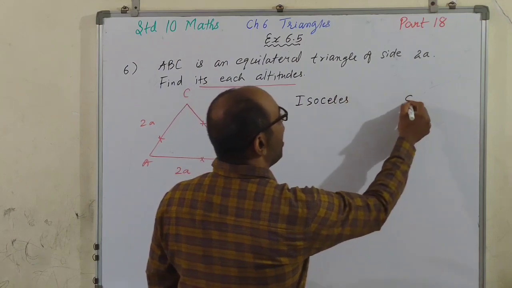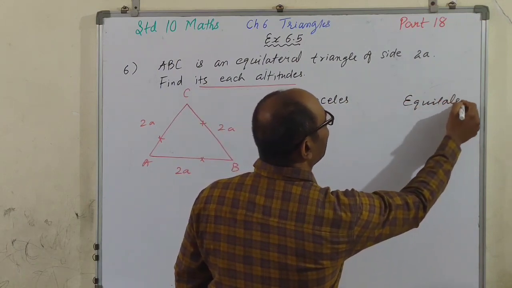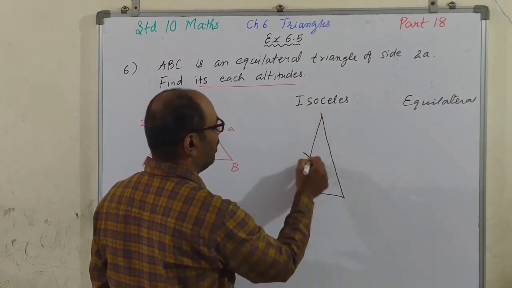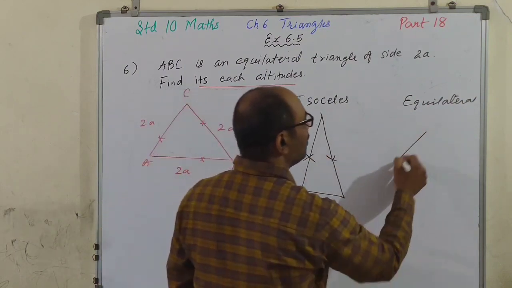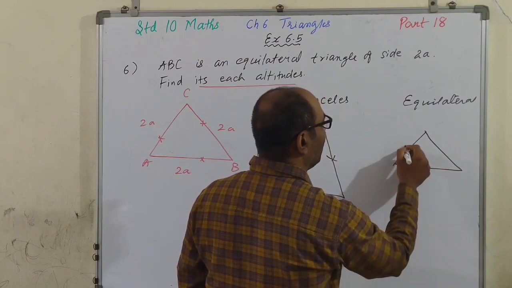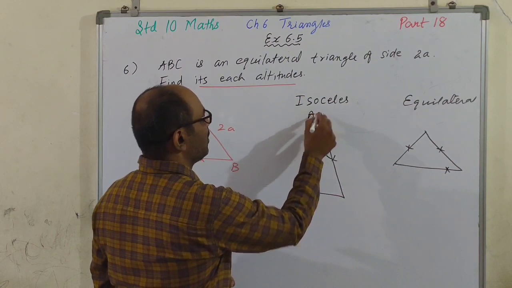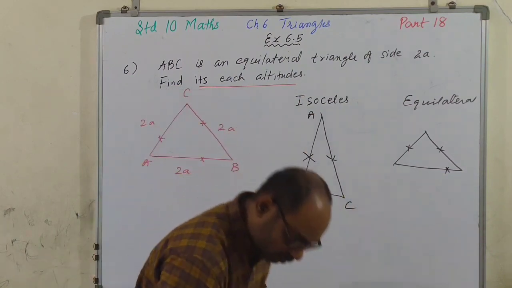Isosceles and equilateral. ये 9th standard का result है. This is isosceles triangle. These 2 sides are equal. This is equilateral triangle. उसमें तीनों side equal है. Right? Suppose this is ABC.